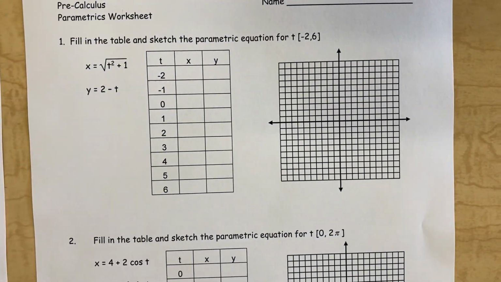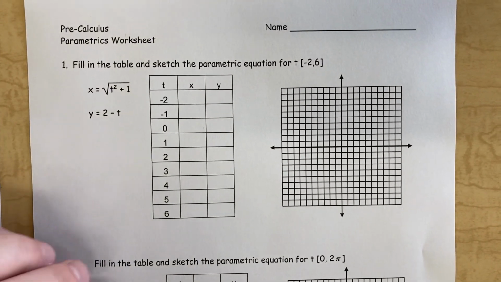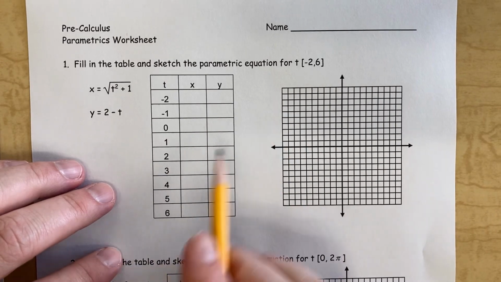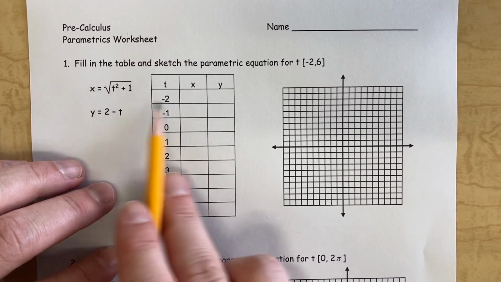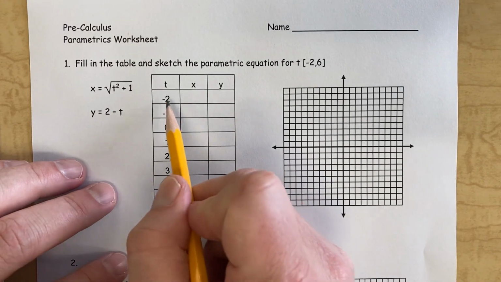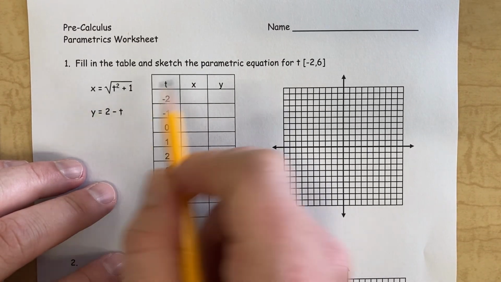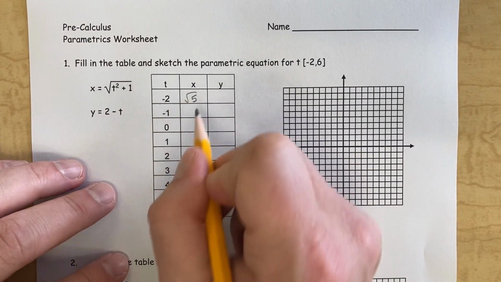All right, these are the answers to our parametric worksheet. So for this one, we're trying to build a table and see what this looks like. And all we're really doing is just putting these values in for t in both of these and seeing what x and y equal. So if we put -2 in, we're going to get 4 plus 1, we're going to get square root of 5 for x.